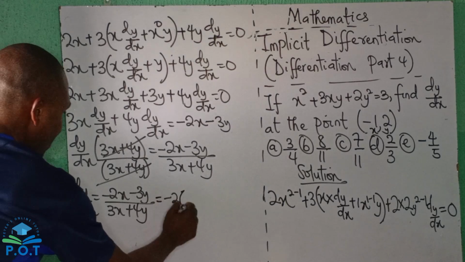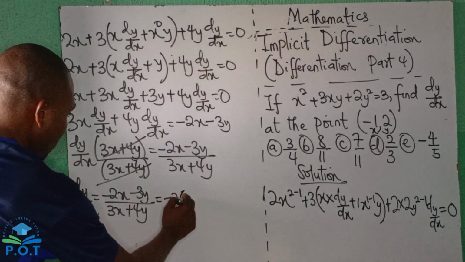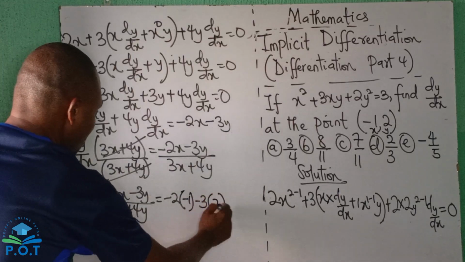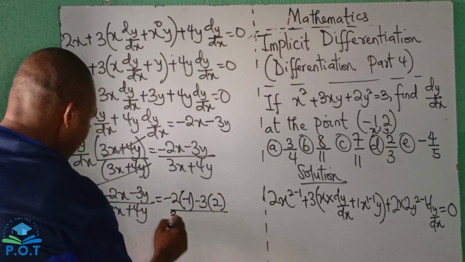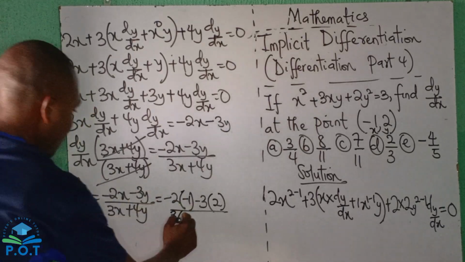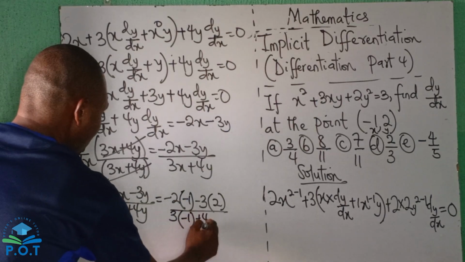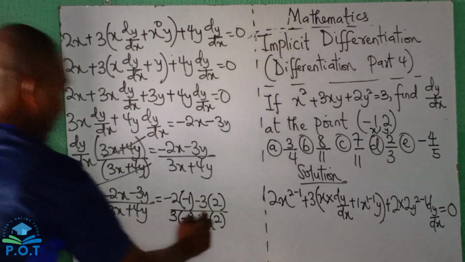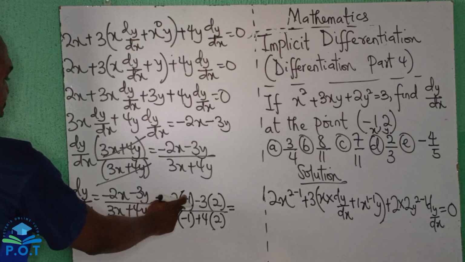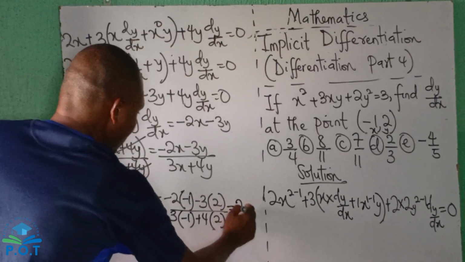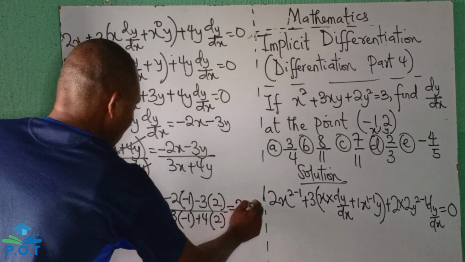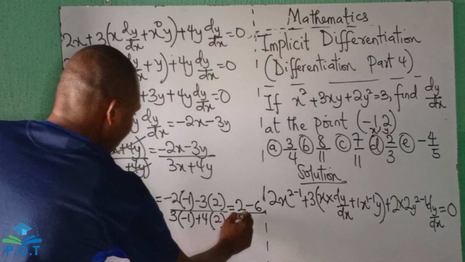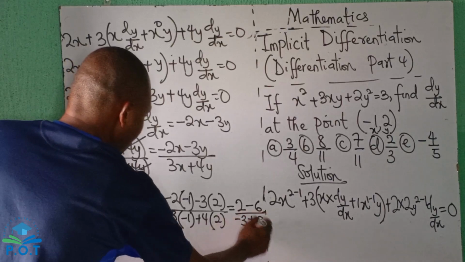So this is equal to minus 2, bracket open, my x there is minus 1, I'll put minus 1, minus 3, my y is 2, so I'm going to put 2, over 3, bracket open, x there is minus 1, plus 4, y there is 2. So at the end of the day, minus times minus is plus, 2 times 1 is 2. Minus times plus is minus, 3 times 2 is 6, over 3 times minus 1 is minus 3, plus 4 times 2 is 8.